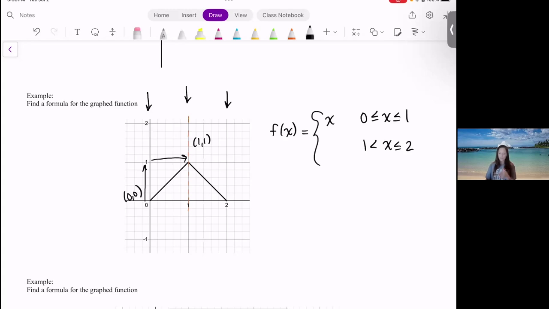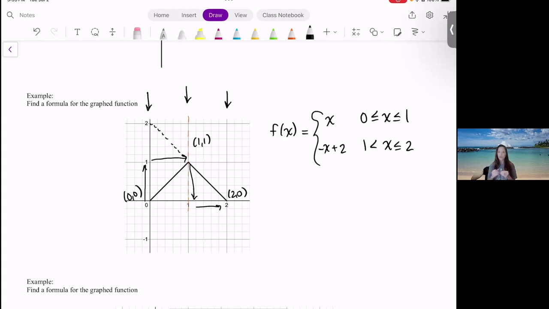For the next one, using that same kind of basic idea, to go from one point to the next, I go down 1 and to the right 1, which means I have a negative slope. That's a negative x. But my y-intercept is not 0 to make that line. It's actually 2. That is negative x plus 2 for the function.